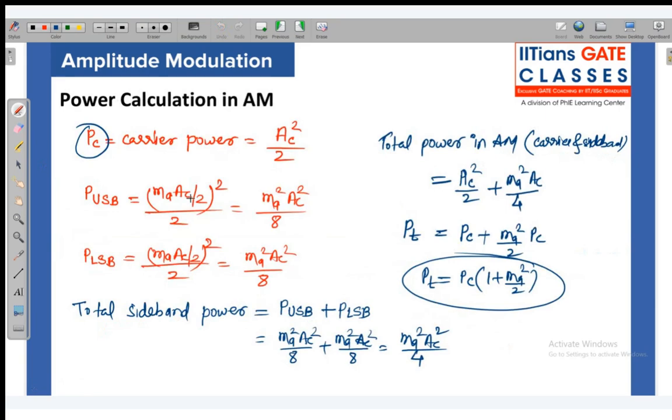And we can calculate the power also. If you want to transmit only the carrier, the power requirement is AC square by 2. If you transmit the upper sideband, the power requirement is MA square AC square by 8. If you transmit the lower sideband, the power is also MA square AC square by 8. But in amplitude modulation we transmit all three components together, so to calculate the total power we add the power of all three terms. Adding them, we get the formula PT is equal to PC times 1 plus MA square by 2. Clear? In this way, we calculate the power.